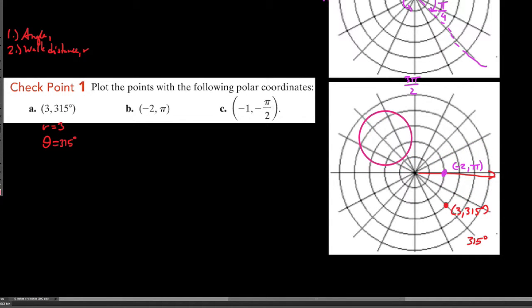And so our last point here, (-1, -pi/2). Negative pi/2 would just mean that we are rotating clockwise in this direction. So here's our negative pi/2 angle, but are we walking in that direction? Because this is a negative 1, it means we would walk backwards 1 from that direction. So here's this point that is backwards 1 step from a negative pi/2 angle direction.